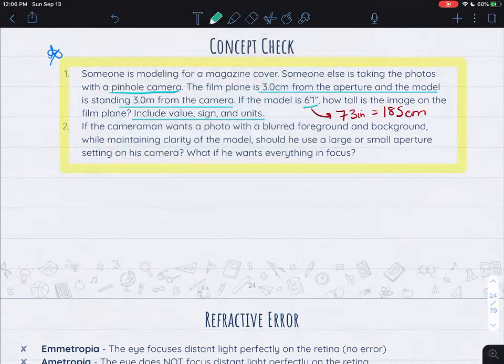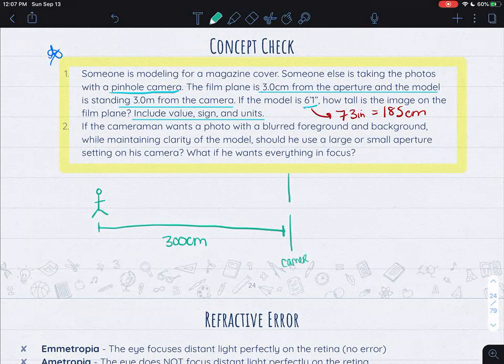Then drawing out my stuff here, I'm going to draw the person, and they are, we're going to say, 300 centimeters because they're 3 meters from our camera. We're going to call this our camera, and this is our pinhole. That's where the light is going to go through. And then there's a screen behind it.